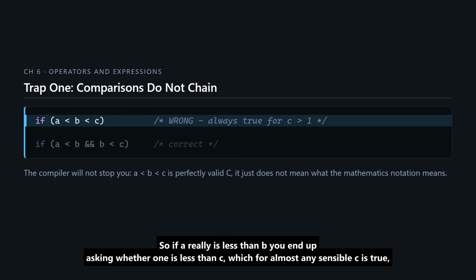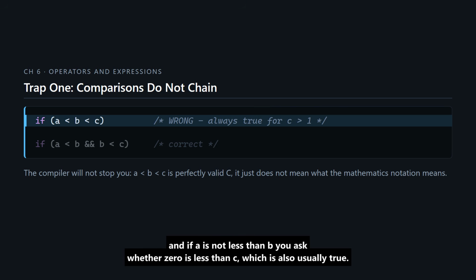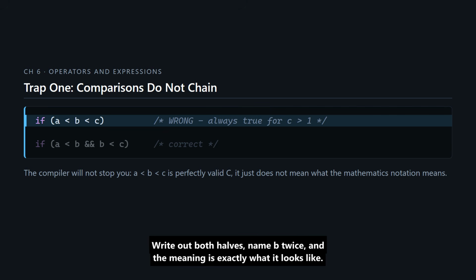So if a really is less than b, you end up asking whether 1 is less than c, which for almost any sensible c is true. And if a is not less than b, you ask whether 0 is less than c, which is also usually true. The condition is very nearly always true and it has nothing to do with what you meant. The correct form is on the second line, 2 separate comparisons joined with logical and. Write out both halves, name b twice, and the meaning is exactly what it looks like.